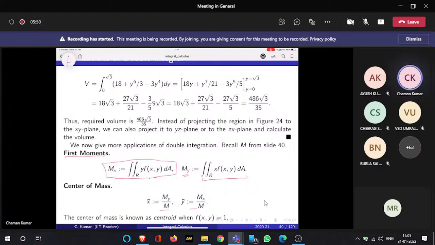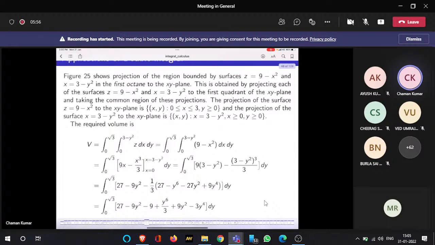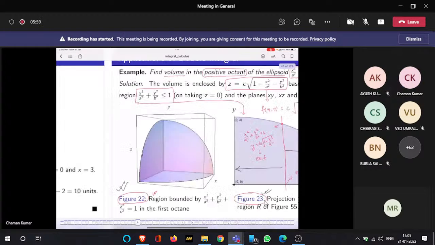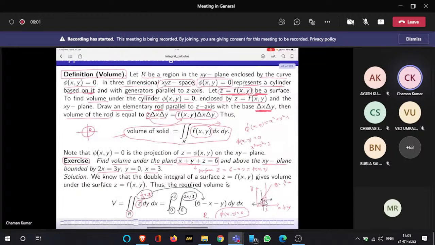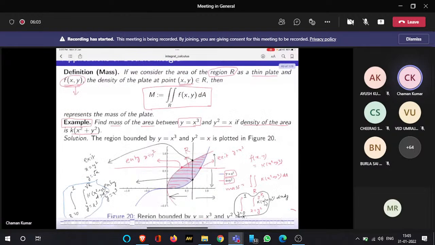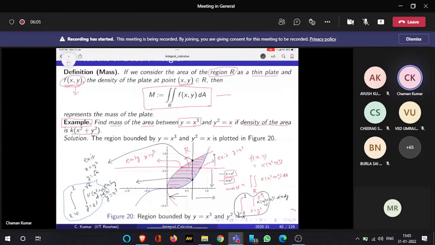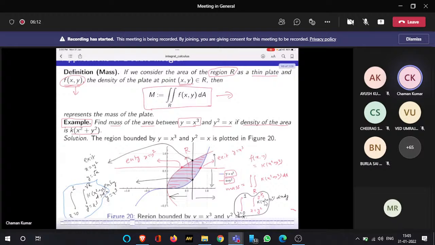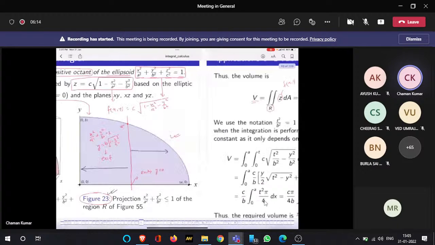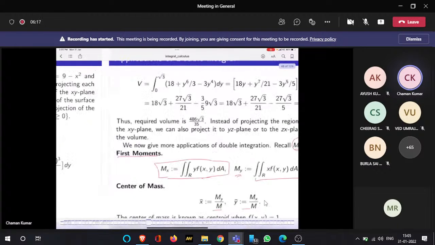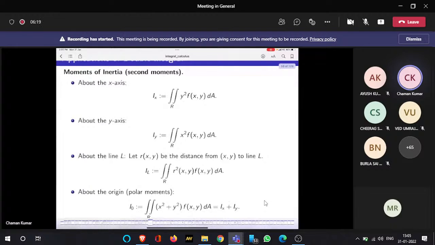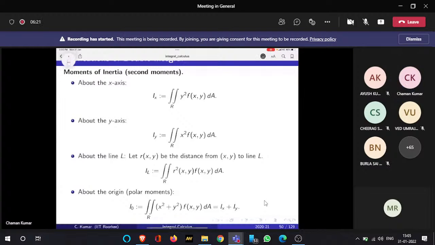M is already defined on slide 40. So if you go back to slide 40, M is already defined there. This is the mass, which is the double integral of f over the region R. So this is the center of mass, and then we have moments of inertia.